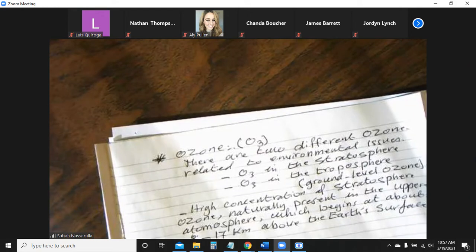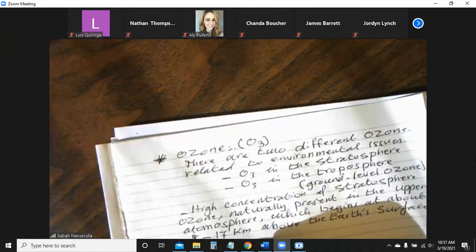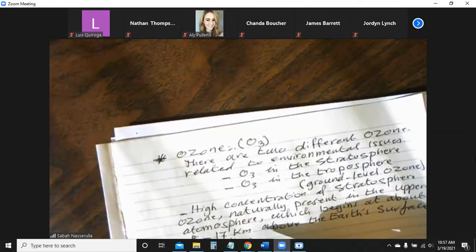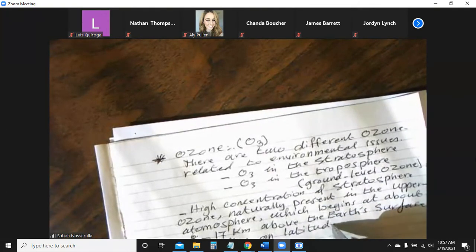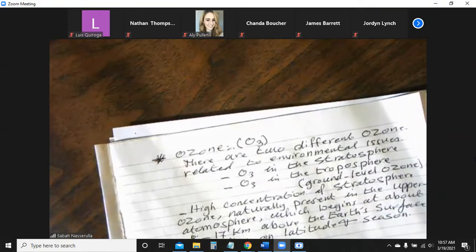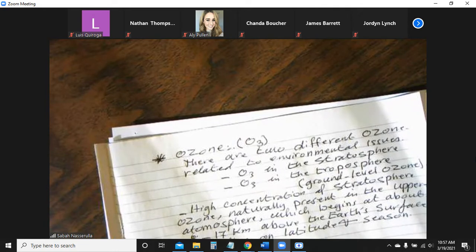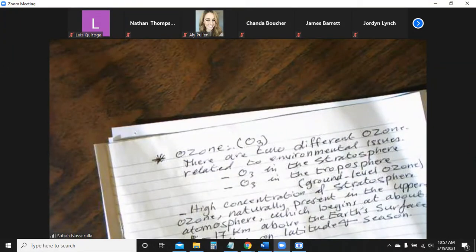And also, of course, it could vary depending on the latitude and season. Of course, as a matter of optimization, it's important to know that the upper atmosphere or stratosphere ozone is not considered a pollutant. As a matter of fact, it has a lot of benefit for us, as you know. I'm going to mention this point here for you.